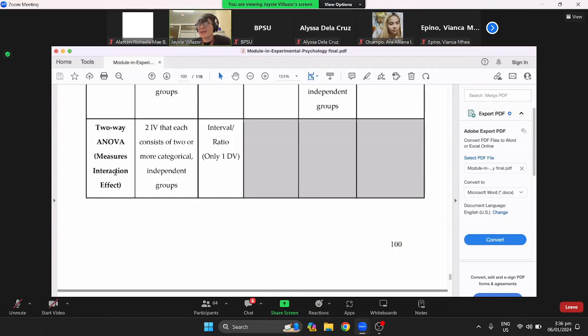Sige. Let's have an example. Okay. Paano ba? Kilala niyo si Heath Ledger. Heath Ledger is one of my favorite actors of all time. Siya yung gumanap ng Joker, di ba? Siya yung gumanap na Joker dun sa The Dark Knight, di ba? Ang galing niya dun. Okay.